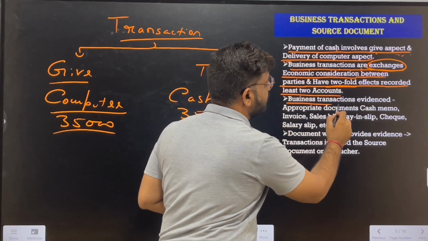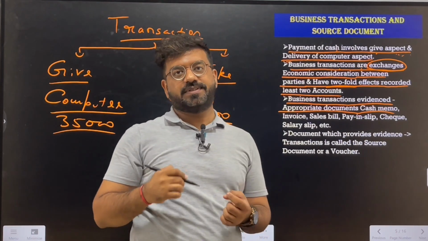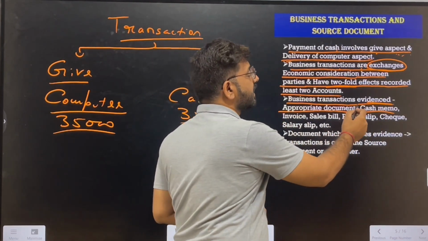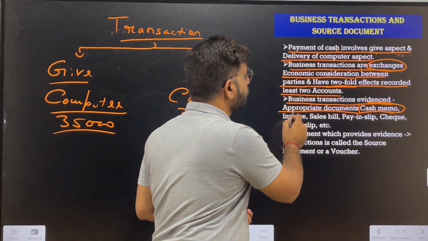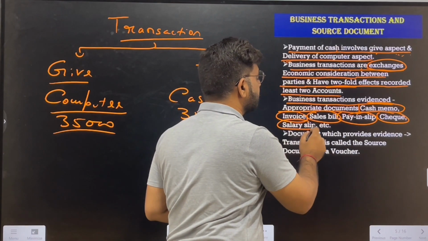Next, business transactions are evidenced by appropriate documents, such as cash memos. Each and every business transaction involves writing down the items or the amount which has been paid or given. Each and everything has to be written, which becomes the evidence that these transactions took place. How is it evidenced? We can make the cash memo, the invoice, the sales bill, the paying slip, check, salary slip, etc.